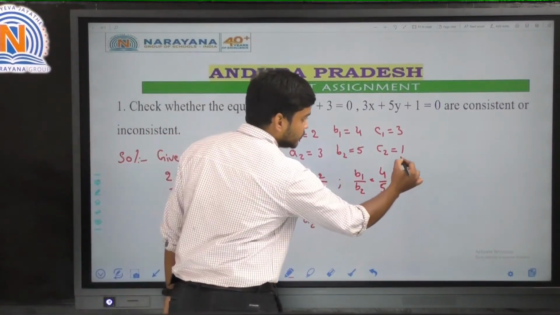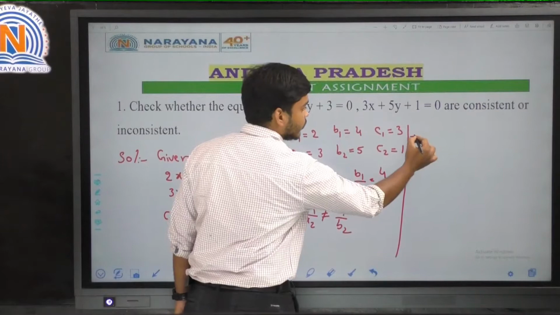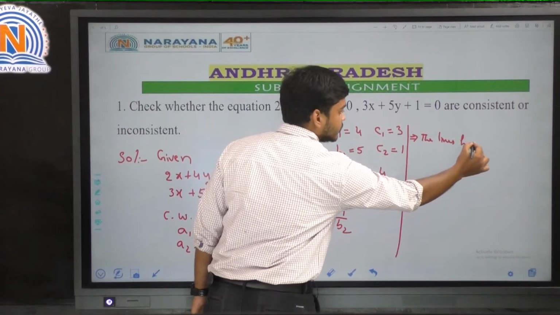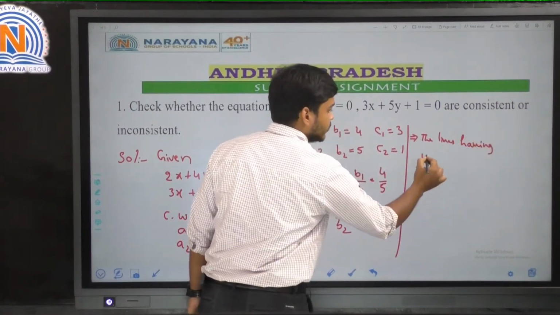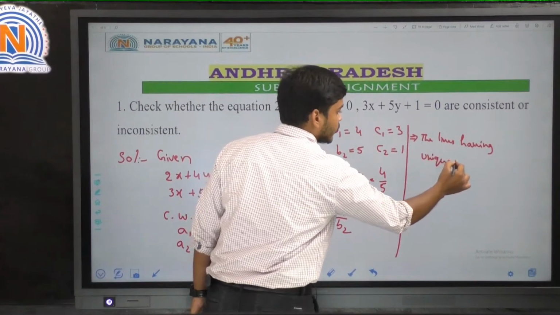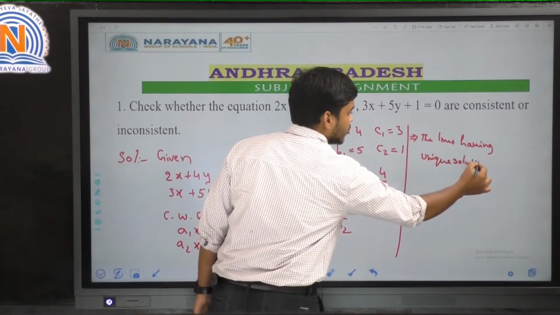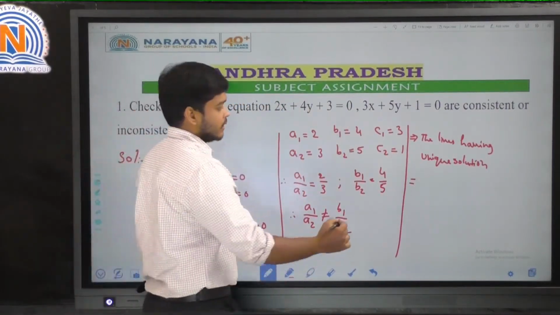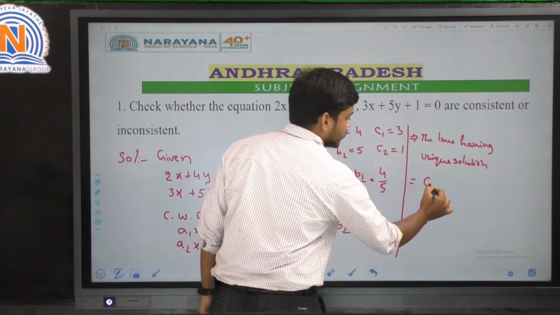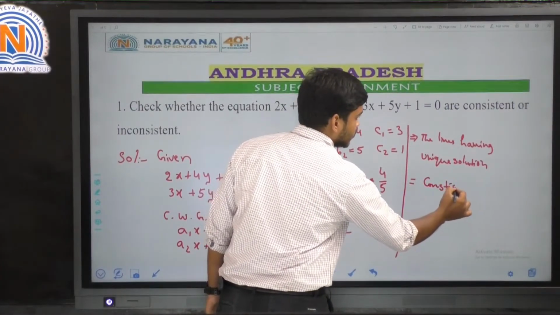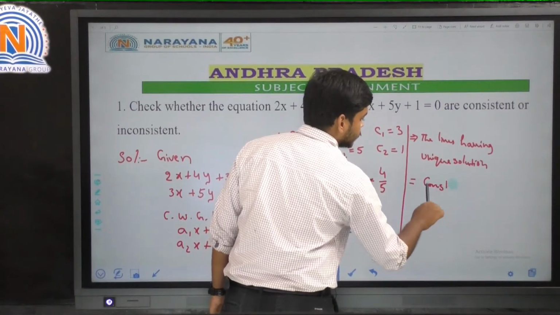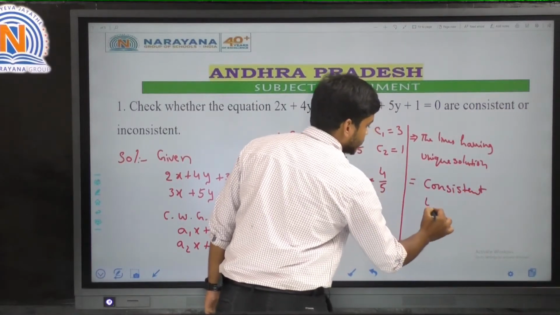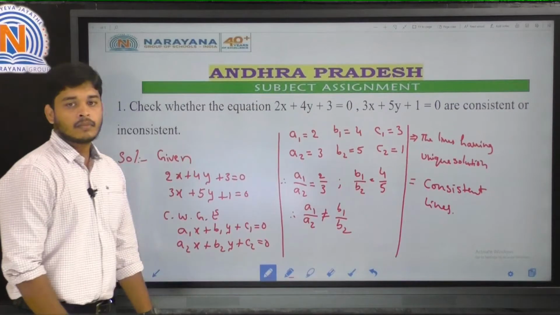The lines are having a unique solution. Therefore, what kind of lines are these two? Consistent lines. Now the second one.